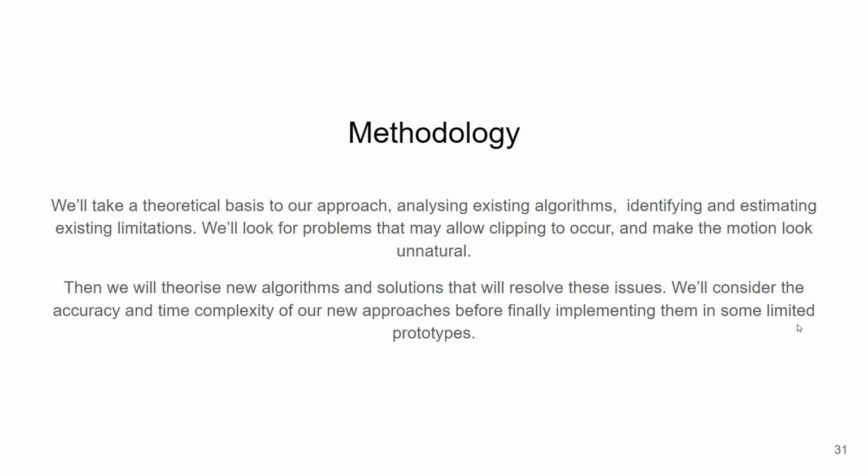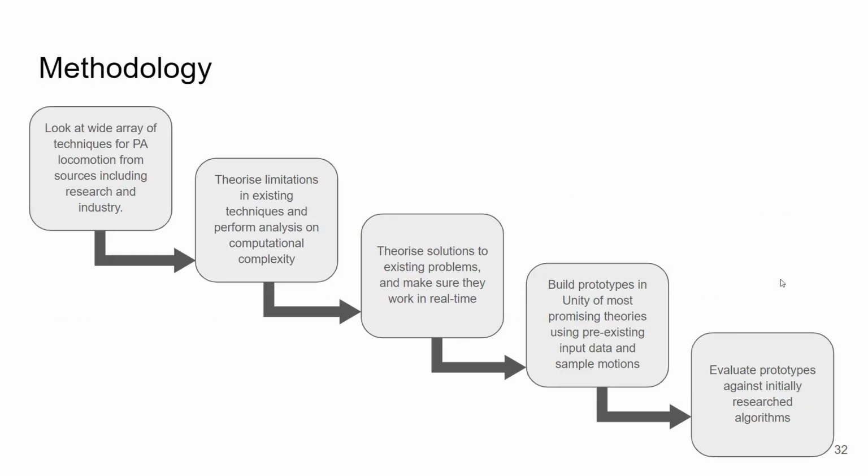Our initial methodology was to have a theoretical basis to analyze existing algorithms, identify limitations, then theorize new solutions by developing prototypes to improve previous algorithms. We then expanded it into more concrete steps, where we 1. Look at a wide array of techniques for procedural locomotion. 2. Theorize limitations in existing techniques and perform analysis on computational complexity. Identifying limitations gives us a good way to find solutions to these limitations. Complexity analysis will make sure that everything can run in real time.